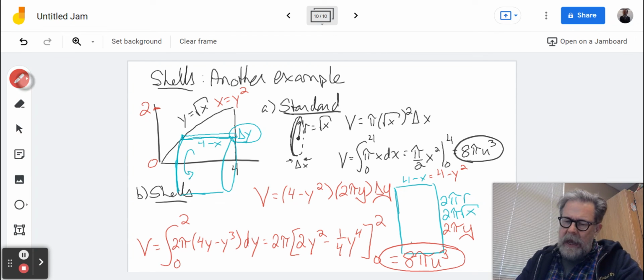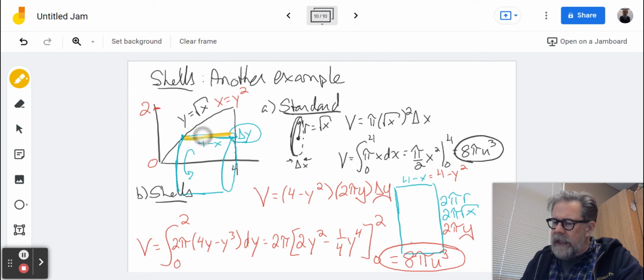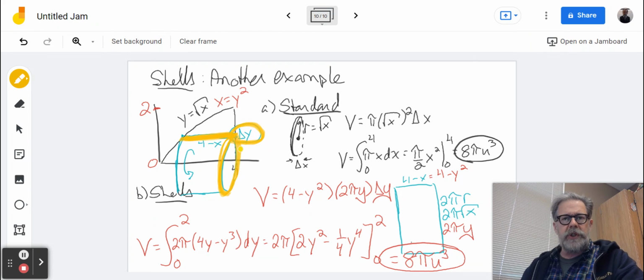So let's think again about what we know about the shells. We need the height of the unrolled shell, we need the circumference of the unrolled shell, and we need the thickness of the unrolled shell. And we need to remember that because these shells are lying on their sides, we're integrating in the y direction, which means from a to b in the y direction, not the x direction.